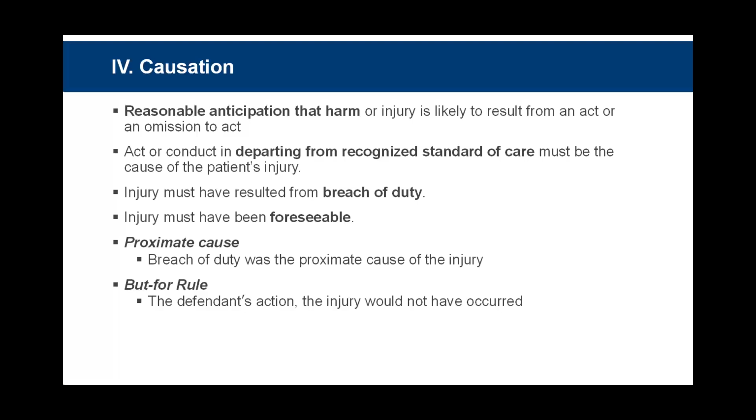Here, the nurse's omission was a foreseeable cause of the patient's deterioration, and without that failure, the injury would not have occurred. Understanding foreseeability and proximate cause is essential for healthcare professionals to ensure they uphold their duty of care, prevent harm, and protect both patients and themselves from legal liabilities.